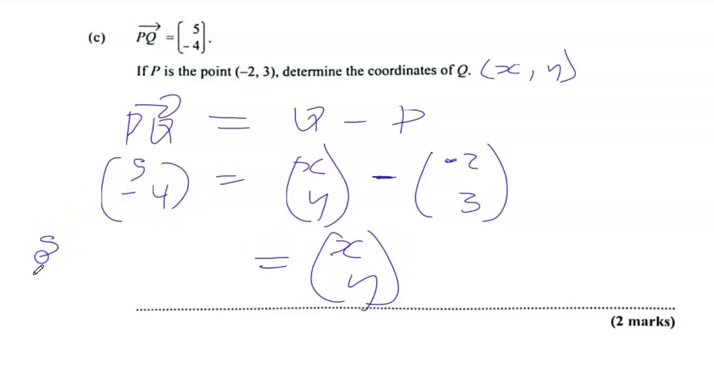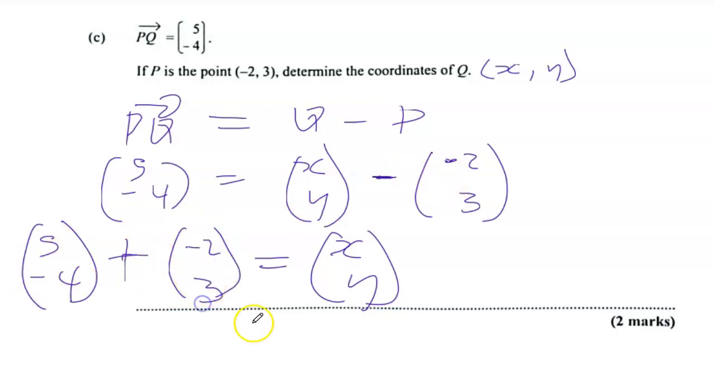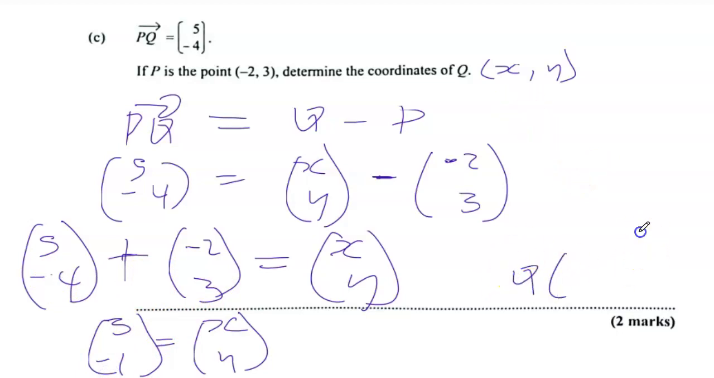So we have (5, -4). Bring this over, it's now plus, in the bracket we have (-2, 3). So we add these: 5 plus negative 2, that's 3. Negative 4 plus 3, that's negative 1. So the coordinates of Q are, for the x, positive 3, and for the y, negative 1.